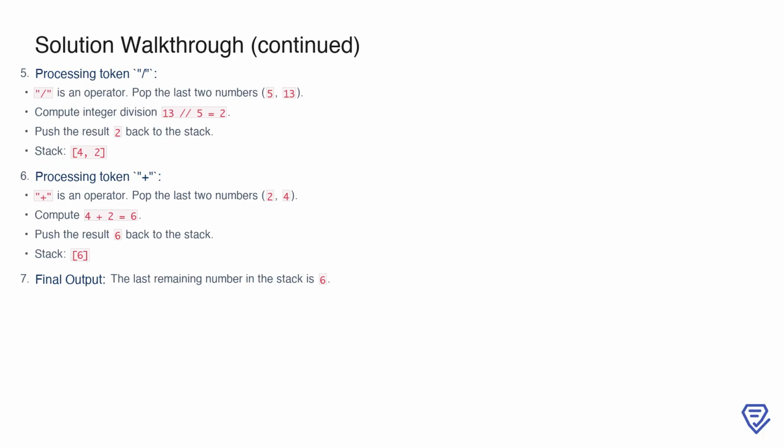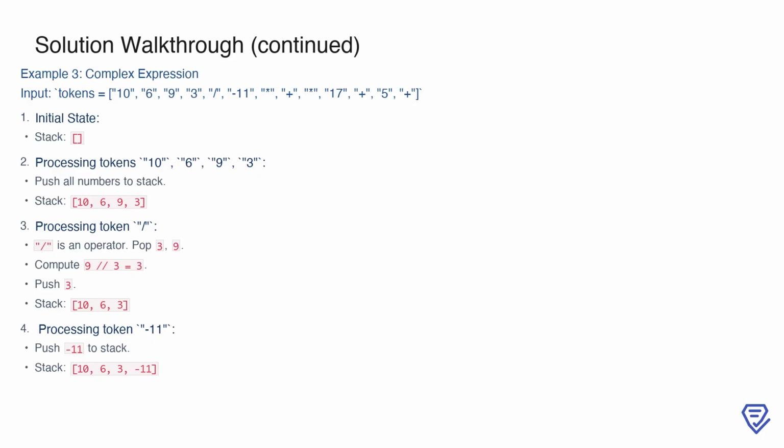Next, the token plus is processed. Again, as an operator, we pop the last two numbers from the stack, which are 2 and 4. We compute the operation 4 plus 2, which equals 6, and push the result back onto the stack. At the end of the process, the stack contains 6. The final output is the last remaining number in the stack, which is 6.